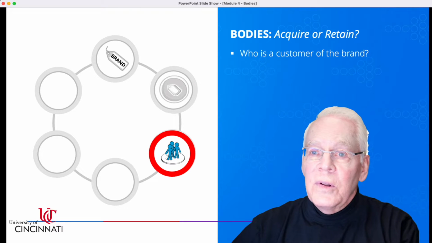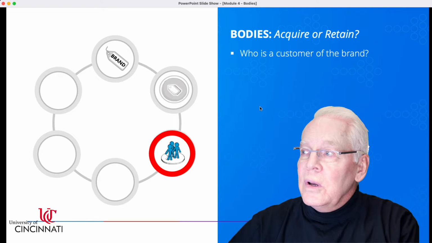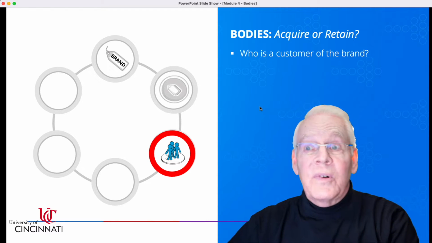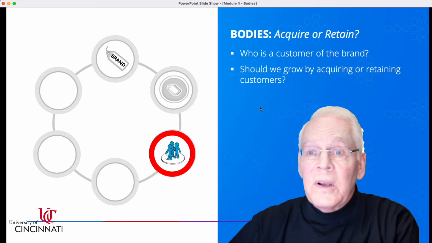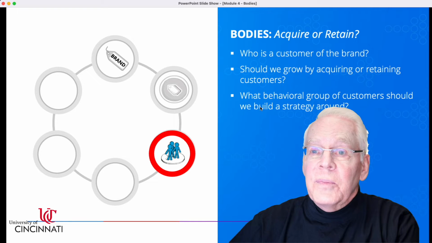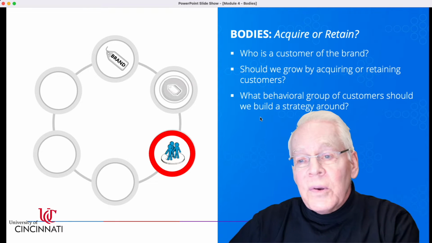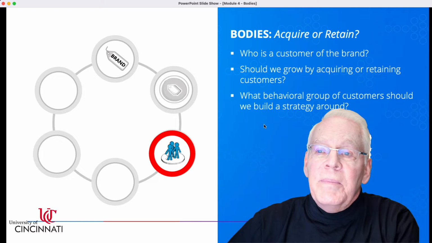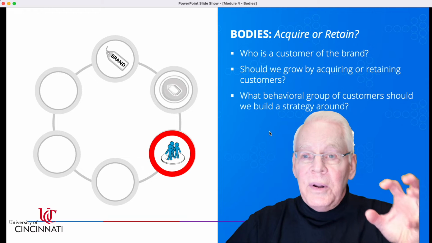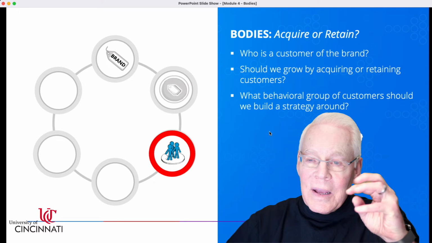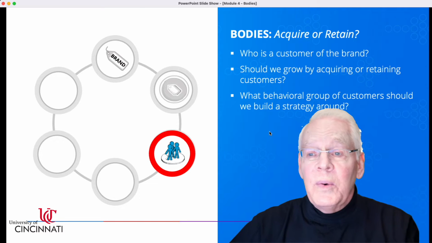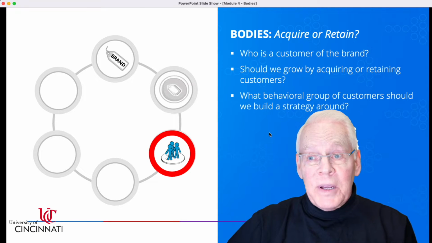Specifically, we're going to start to look at, are we going to first define what a customer actually is? It seems like a strange question, but who really is the customer? And should we grow by acquiring or retaining customers? And then we also like at this point to stop and think about the behavioral group of customers. What do we really want to build our business around? What are the behaviors that are most important to us, given the kind of strategy we want to get? You think about big picture.